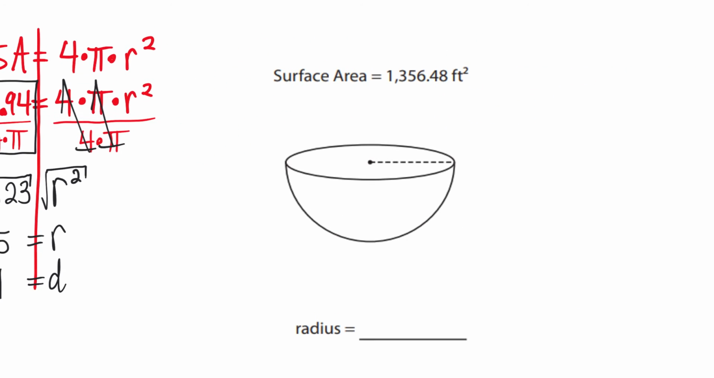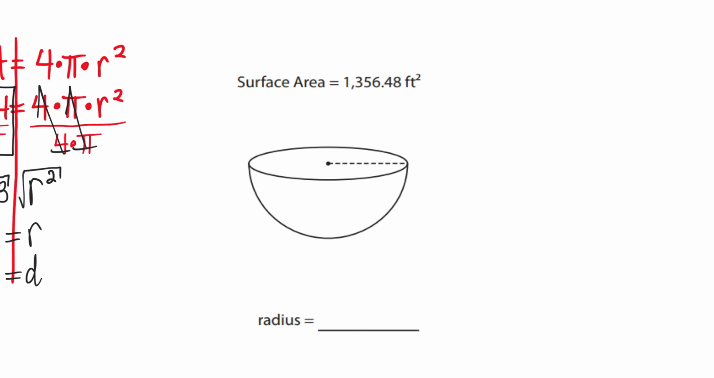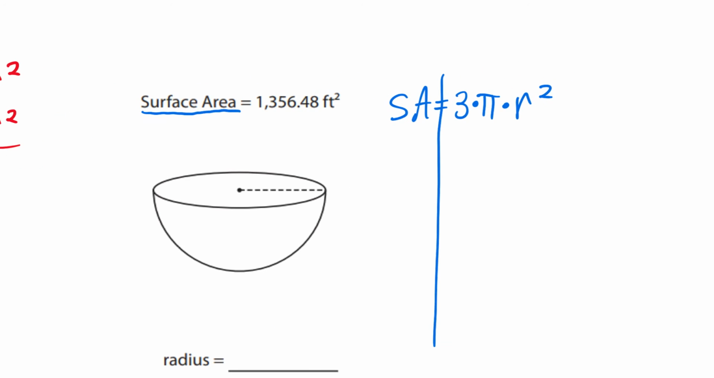Okay, the second one, is this a sphere or a hemisphere? This is a hemisphere. So look on the other side. How do we find surface area of a hemisphere? It's 3 pi r squared. Now again, what I'm doing here is working backwards. Instead of knowing the r and looking for the SA, I know the SA and I'm looking for the r. So I'm going to plug in this for SA. So we're going to have 1356.48 equals 3 pi r squared.